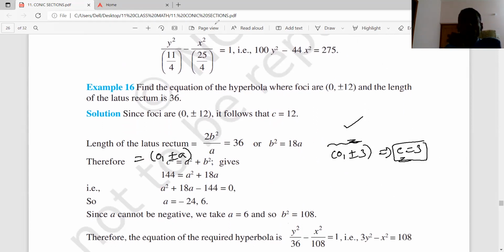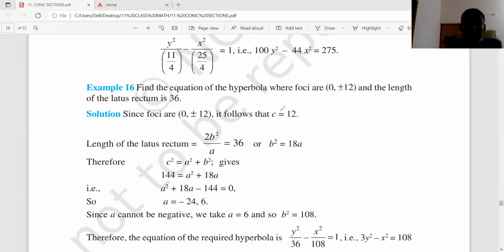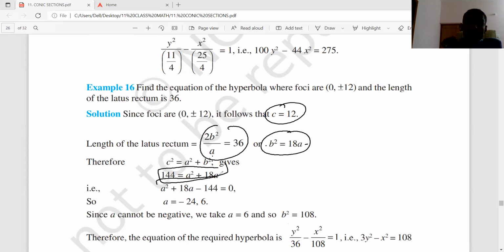Length of latus rectum 2b square by a is there. So if you substitute 2b square by a, then you get the value of a, b equation. Here c is already given, and the relation between a and b is given. 2b square by a, b square equal to 18. Now we can substitute b square value 18. You will get an equation, then you get the value of a by quadratic equation. Then you get a, b, and then c.